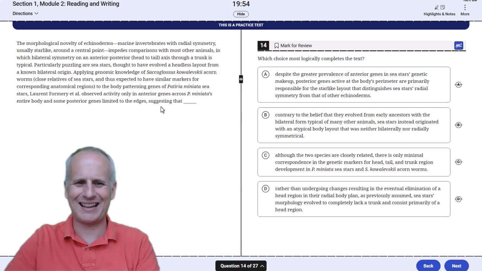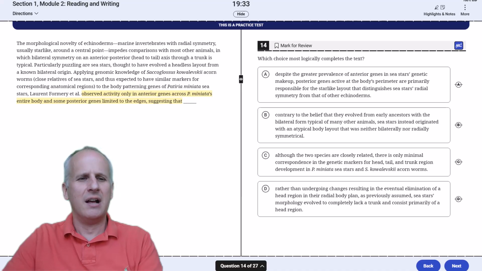We've got another question asking us to complete the text, so we will read at the end, and we see that LF et al. observed activity only in anterior genes across PM's entire body and some posterior genes limited to the edges. So we're going to focus on that, and we want to highlight things pertaining to these anterior genes and posterior genes.